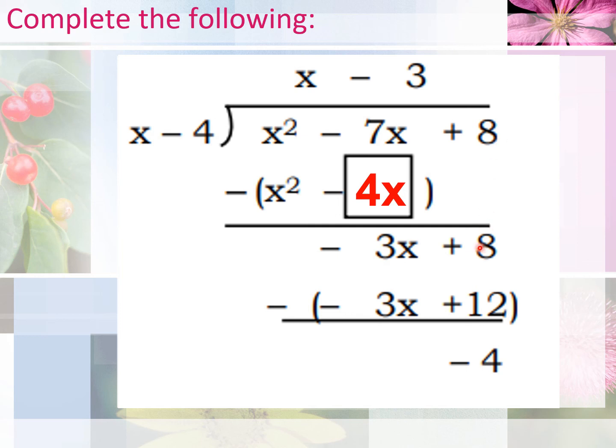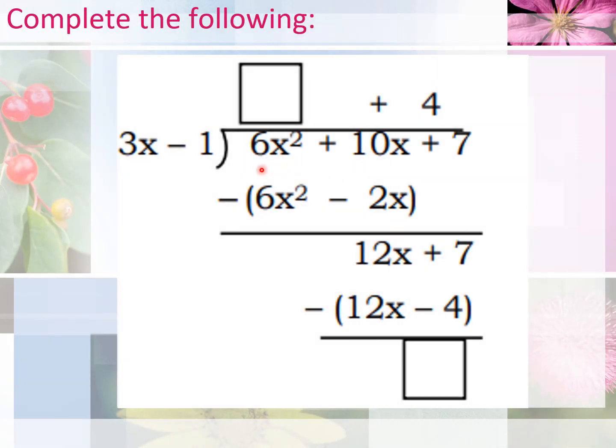Then, bring down 8. Negative 3x divided by x is negative 3. Negative 3 times x is negative 3x. Negative 3 times negative 4 ay positive 12. Then, proceed tayo sa subtraction. So, mag-change ng sign dito. Magiging positive na yung 3x. So, negative 3x plus positive 3x is 0 na siya. Then, 8 plus negative 12 is negative 4. Negative 4 ang ating remainder at ang quotient natin is x minus 3. Remainder, negative 4, or x minus 3 minus 4 over x minus 4.